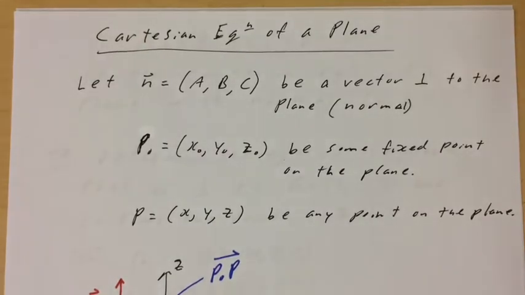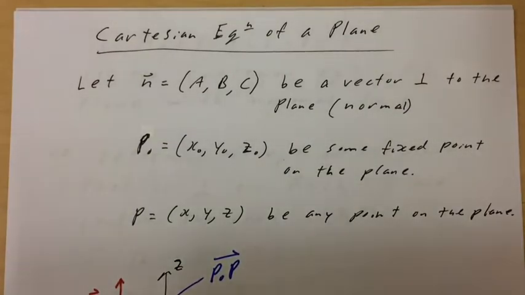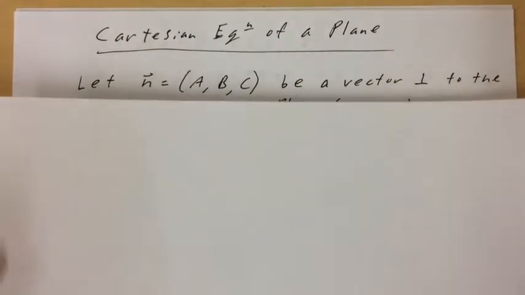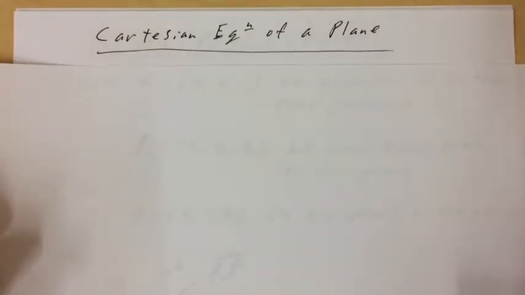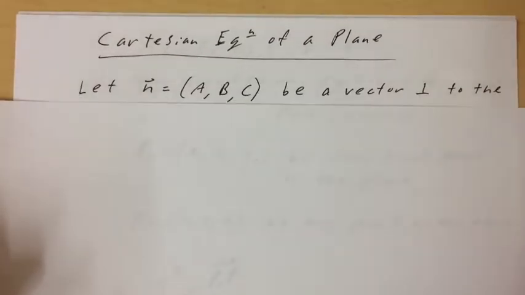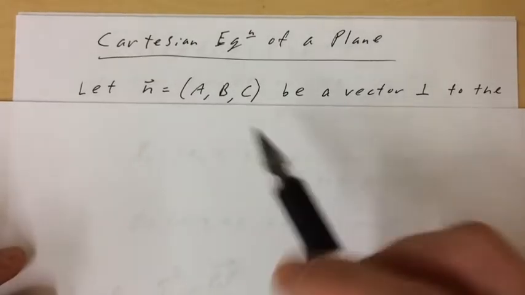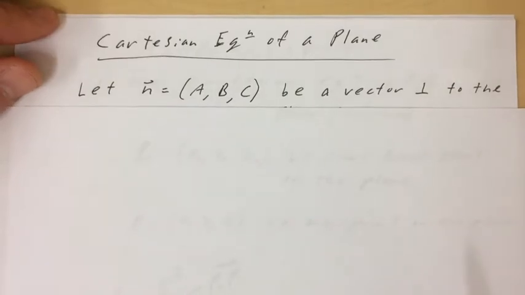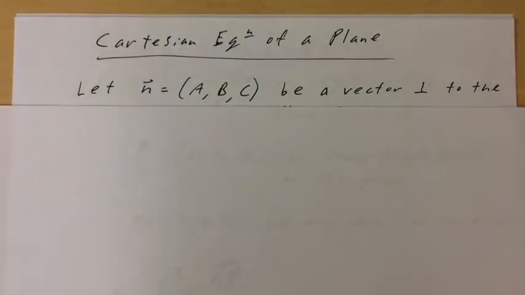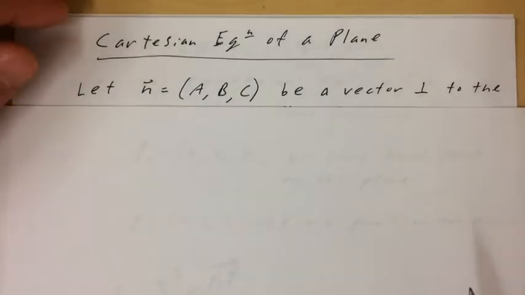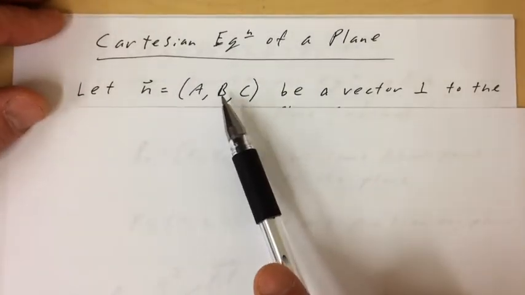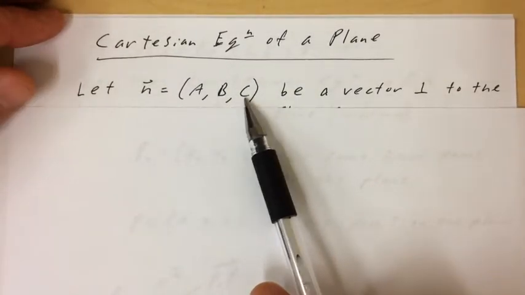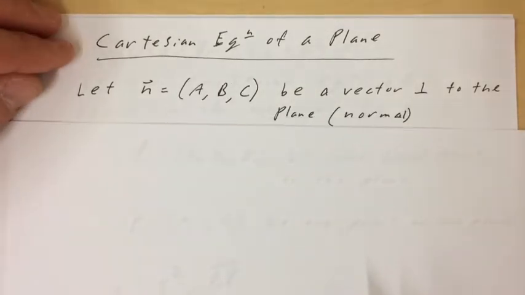Okay, so we're going to do the second part to the lesson on planes, and this is going to be about the Cartesian equation of a plane. First we're going to let n be the normal vector to the plane, so it's a perpendicular vector to the plane. Just like when we had the Cartesian equation of a line, we had a normal vector to the line that was AB. Well, now we're letting the normal vector to the plane be ABC, because it has to be in 3 dimensions.